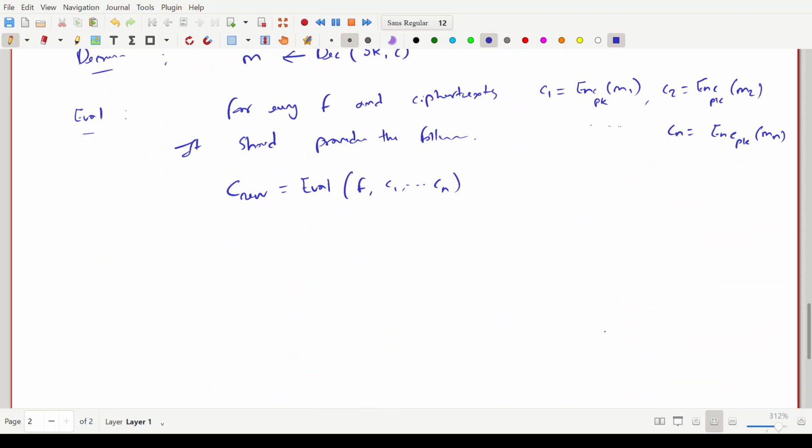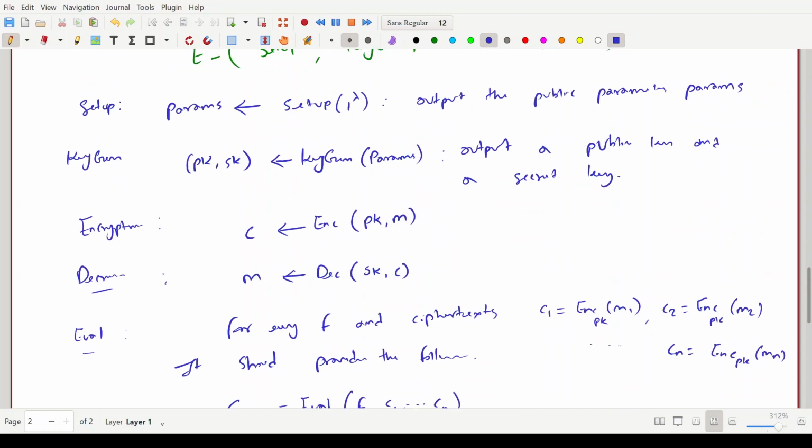So it is my c new. This is the evaluation of your function with the ciphertext, correct? Now if you decrypt this c new with your secret key, then you should get back your function. This is what I had written, correct?